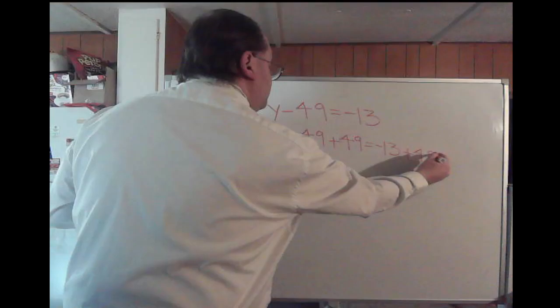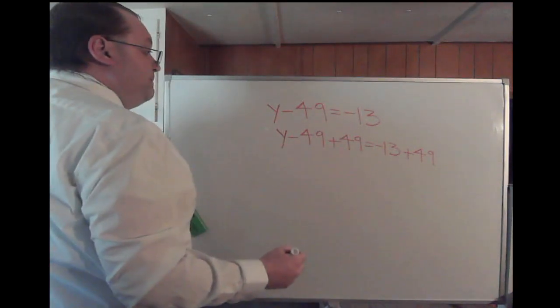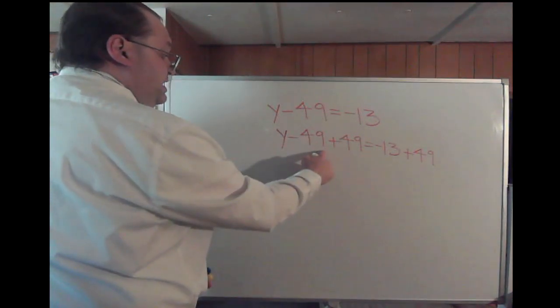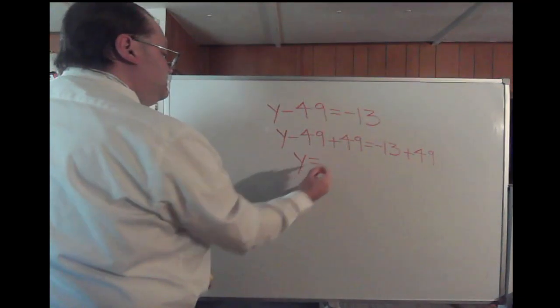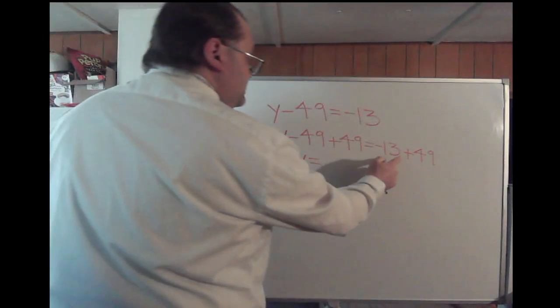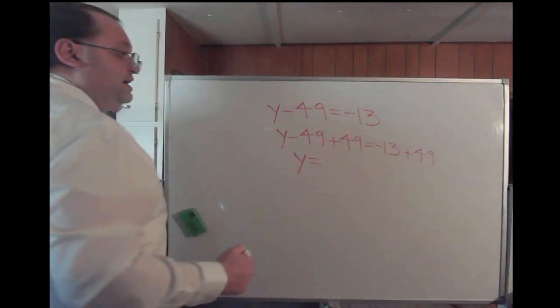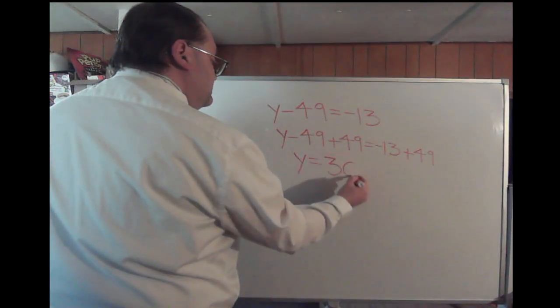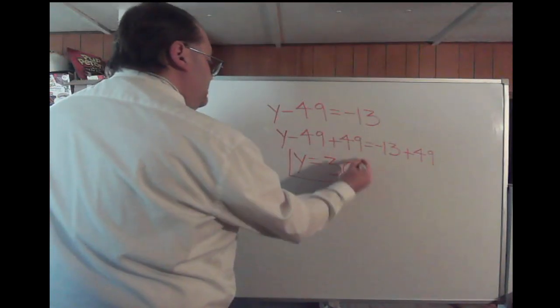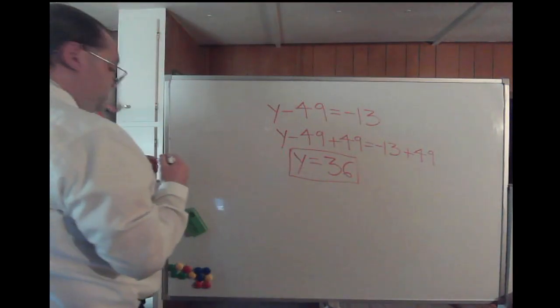Since we did it to the left side, we got to do it to the right side. So you'll have negative 49 plus 49, that's 0. That just leaves y by itself. So y is equal to, what's negative 13 plus 49? Well, that would just be 36. So the answer to y would be positive 36, or just 36.